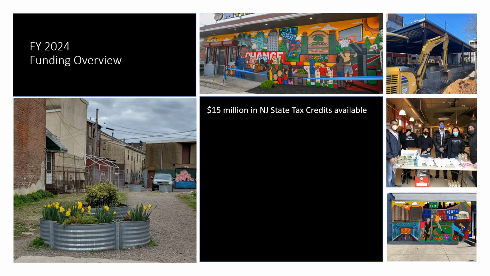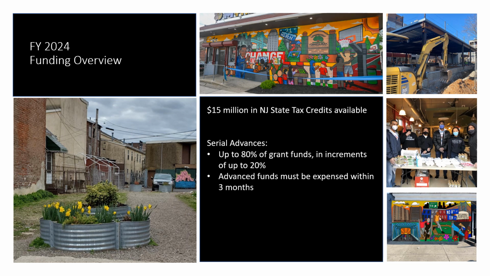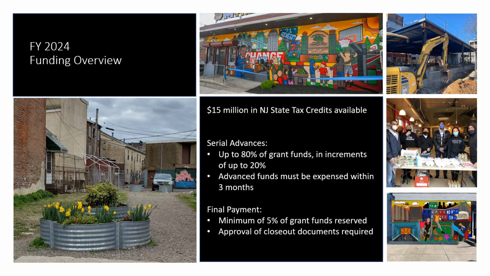This year, $15 million in New Jersey state tax credits have been allotted to the program. The serial advances introduced for 2023 will continue this year. We will advance up to 80% of grant funds in increments of up to 20%. Each advance must be expensed within 3 months. Standardized expense documentation must be submitted and approved before subsequent advances are made. 5% of grant funds are reserved until closeout documents have been approved.